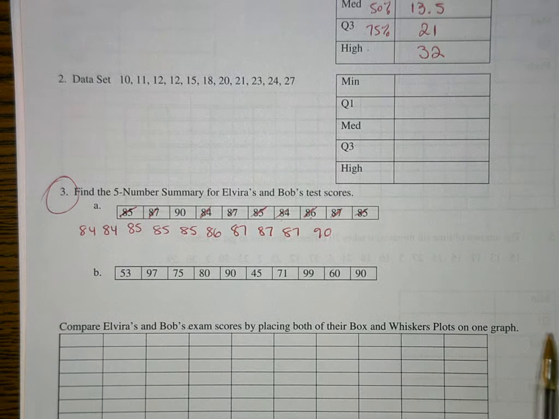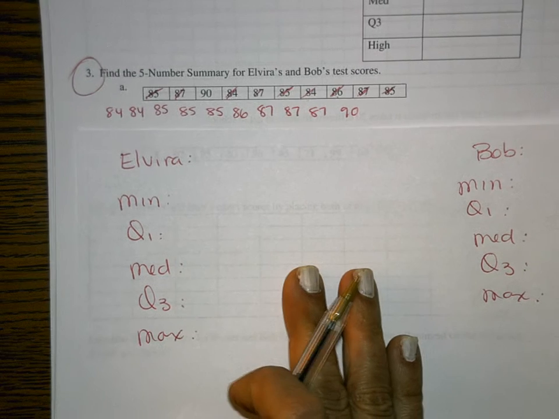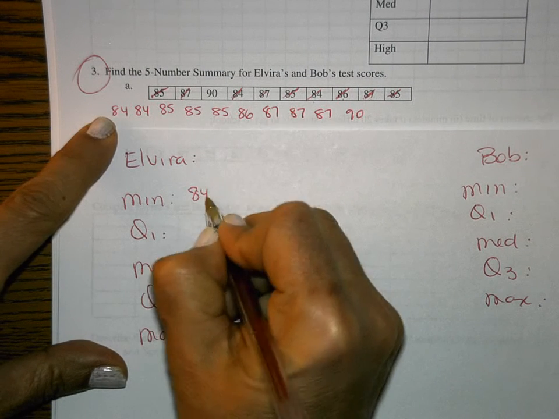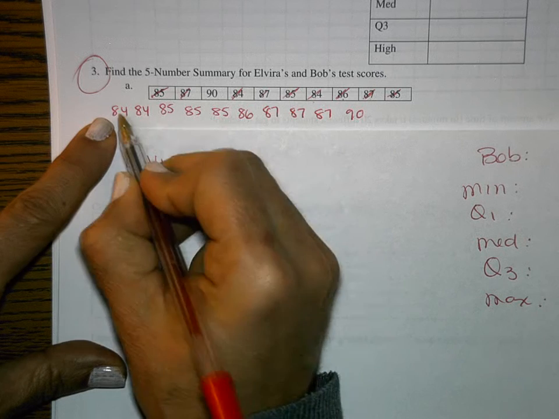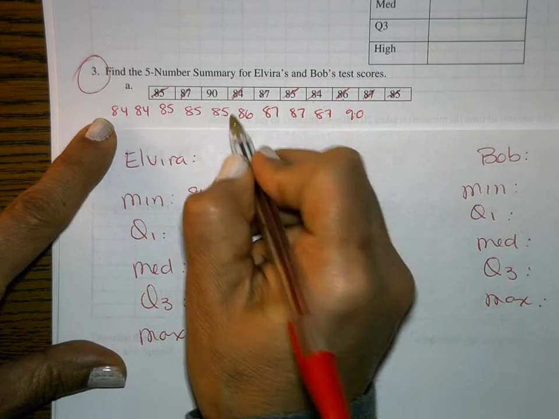That is in order. Now I can go ahead and find Elvira's minimum, quartile 1, median, quartile 3, and max. But I want to do it right here on this separate piece of paper, okay? Because I don't have room there, I want to do it right here. So, the minimum is a 84, and it looks like we have 1, 2, 3, 4, 5, and 1, 2, 3, 4, 5. So 86 right there.